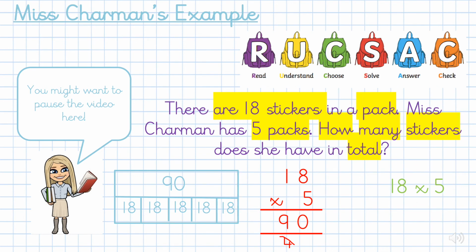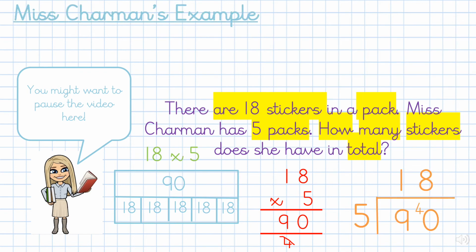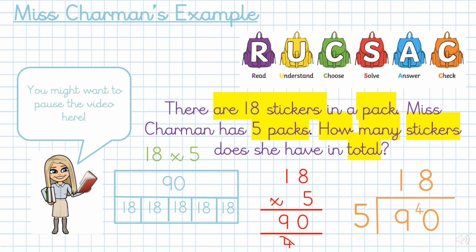I have worked out my answer to 18 times by 5 is 90. As you can see, I've used a bar model to represent my answer, with the whole at the top and the parts at the bottom. The final thing you need to do is check your answer is correct, either using the inverse calculation or using rounding to help you make sure that your answer makes sense.